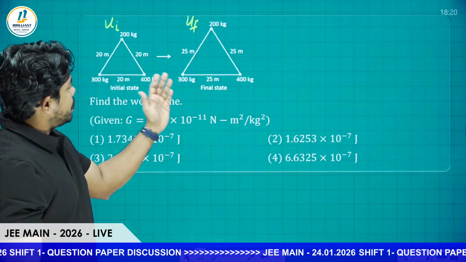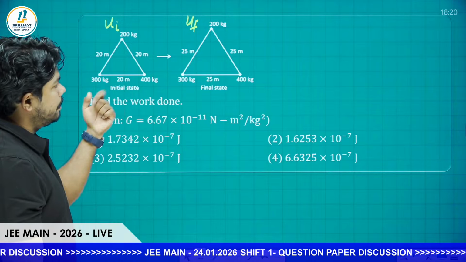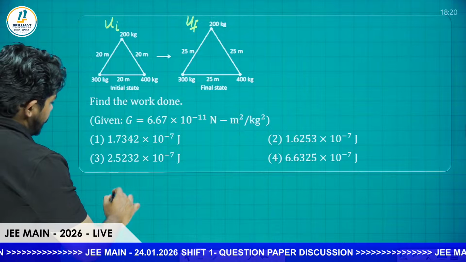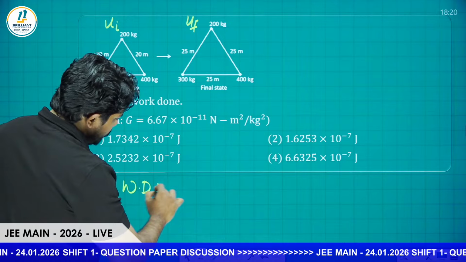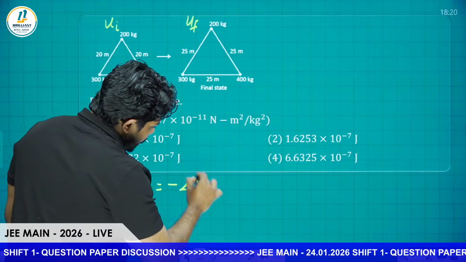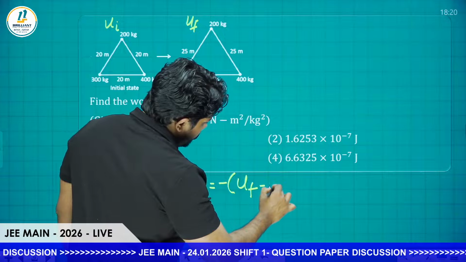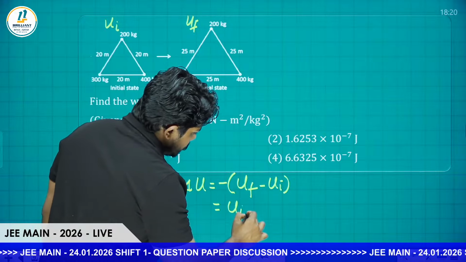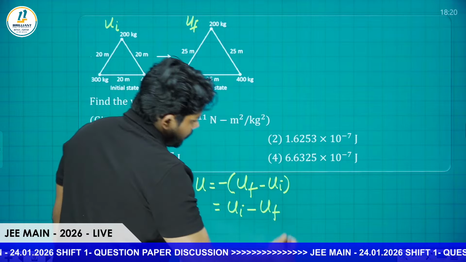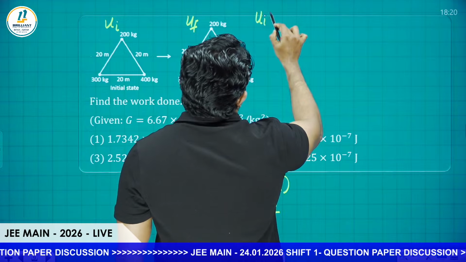So the change in potential energy is the work done here. The negative of the change in potential energy is the work done. So what is the initial potential energy? We can say that the work done will be equal to minus of the change in potential energy, that will be equal to minus of U final minus U initial. So I am going to rewrite this as U initial minus U final. So you need to find U initial and U final.